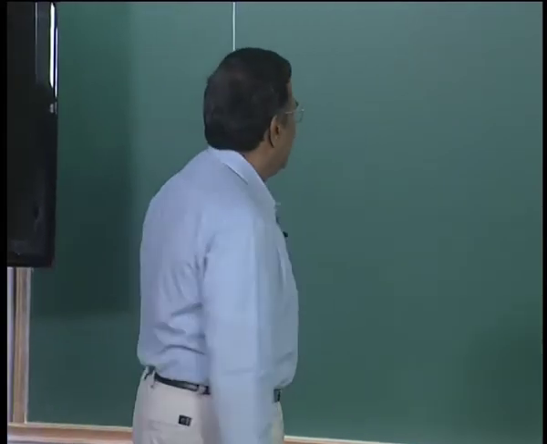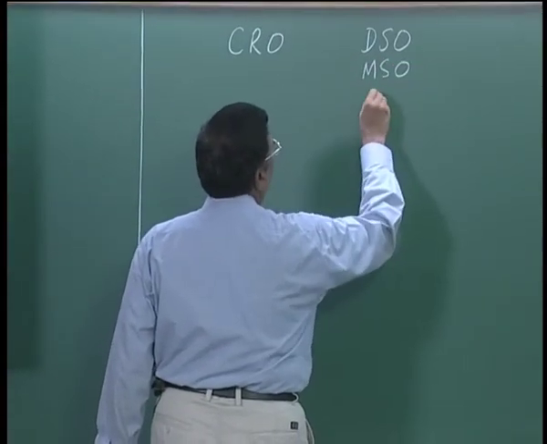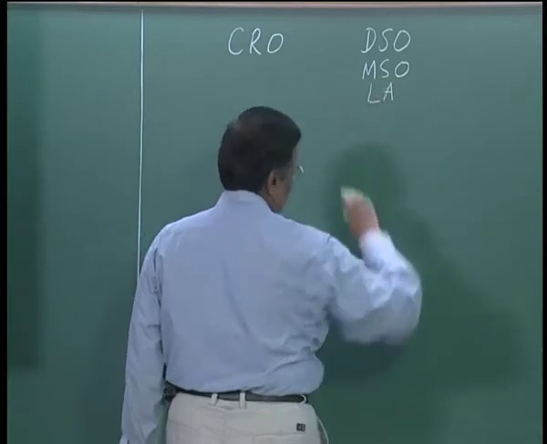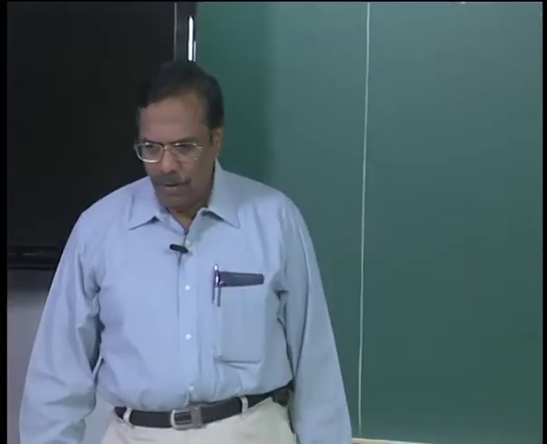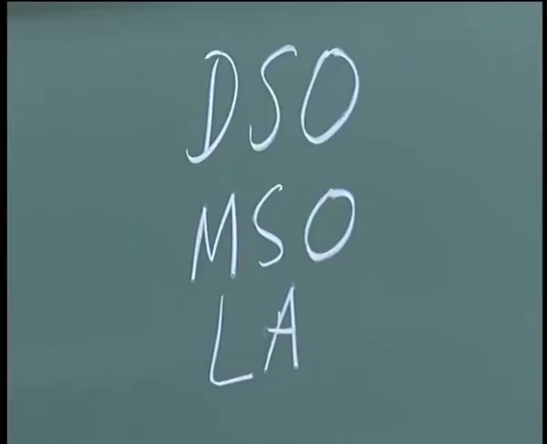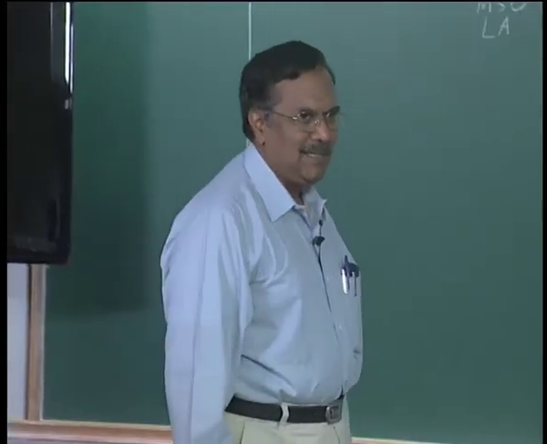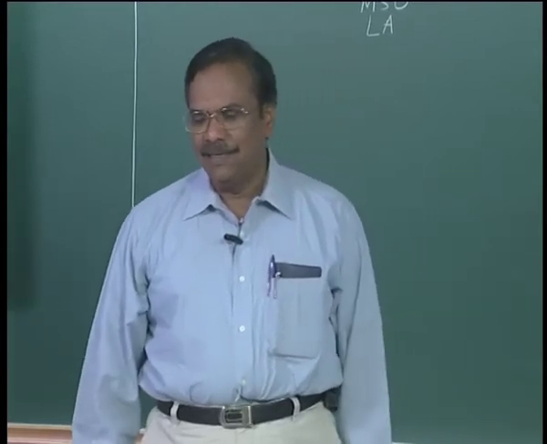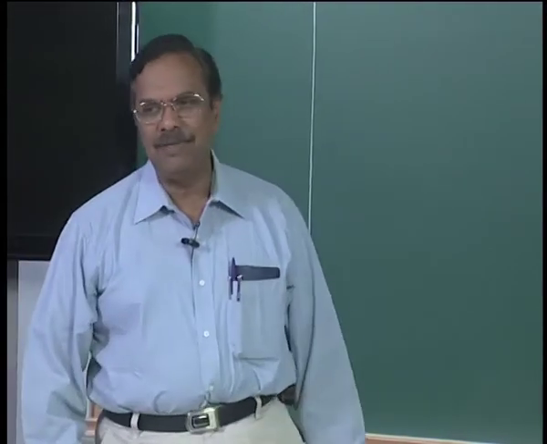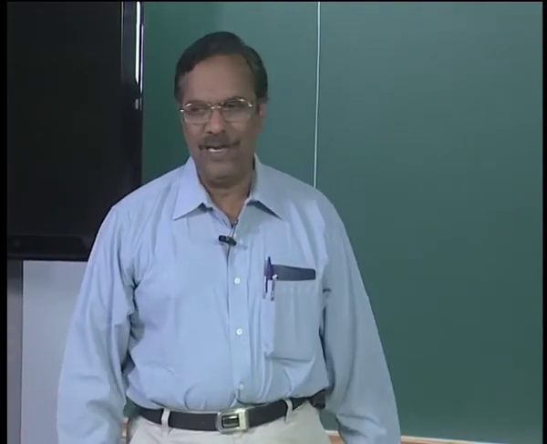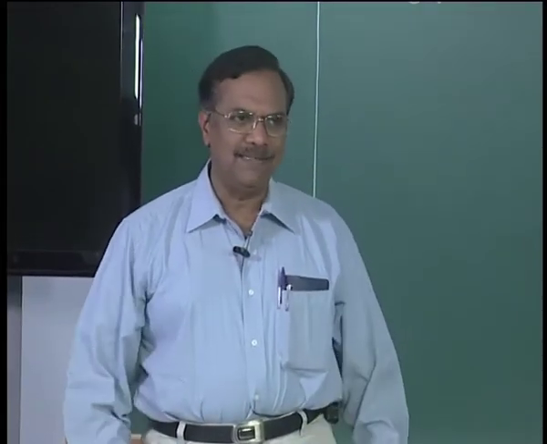All these oscilloscopes have certain basic characteristics. We have the sensitivity on the y axis, the number of channels on the y axis, the sensitivity on the x axis in terms of milliseconds per centimeter or microseconds per centimeter, and we can also have two time bases instead of one time base.